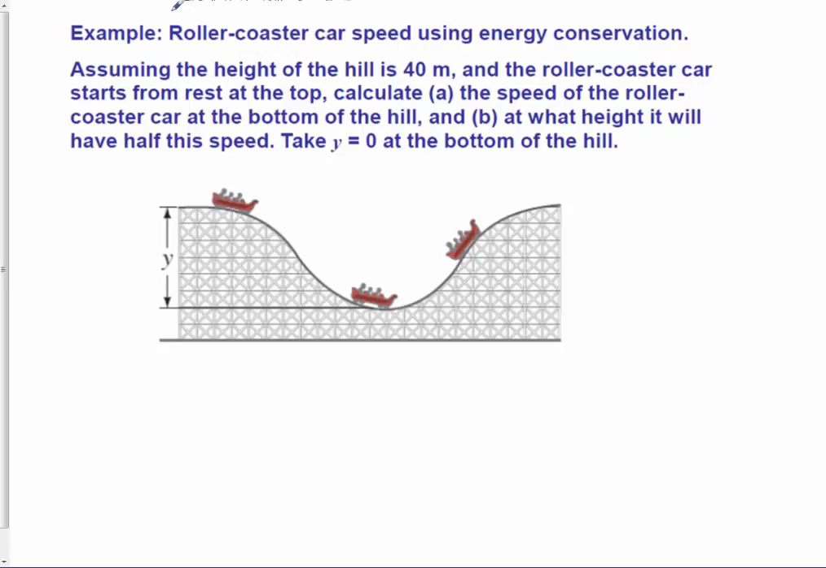Okay, let's look at this problem here. I got a roller coaster here. It's at the top of the hill. This distance is going to be 40 meters. We want to find out what the speed of the roller coaster is going to be at the bottom of the hill, and at what height it will have half its speed.